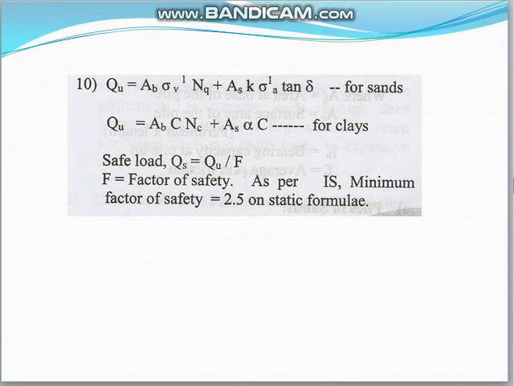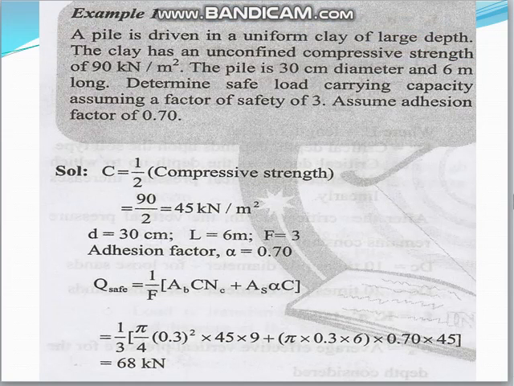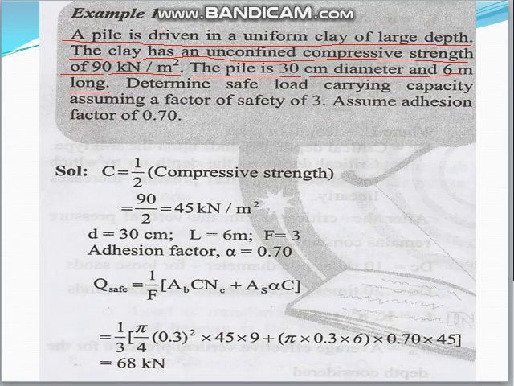So let us see one problem so that you can clearly understand. A pile is driven in a uniform clay of large depth. The clay has an unconfined compressive strength of 90 kilonewton per square meter. The pile is 30 centimeter diameter and 6 meter long. Determine the safe load carrying capacity assuming factor of safety as 3. Assume adhesion factor is 0.7.